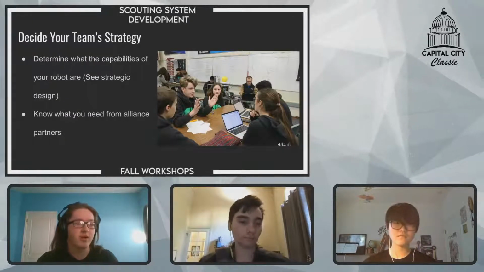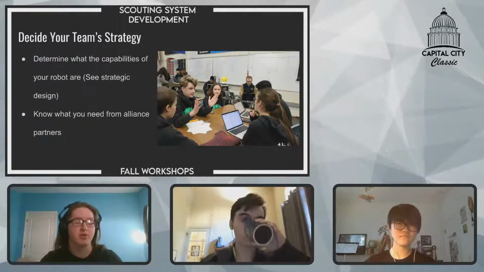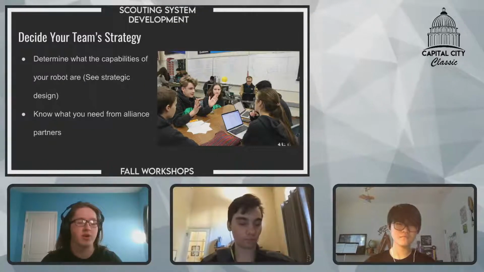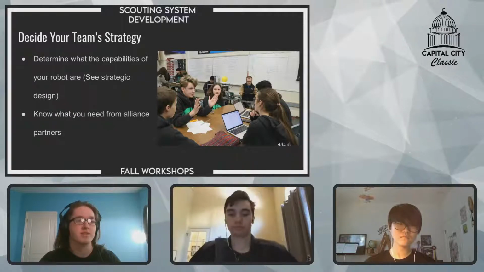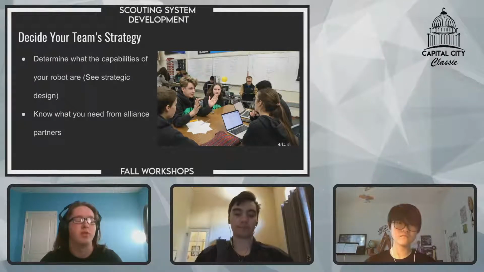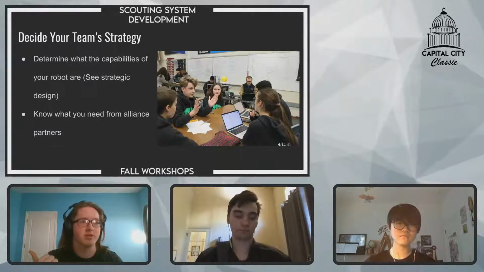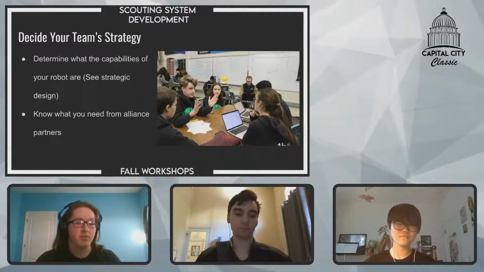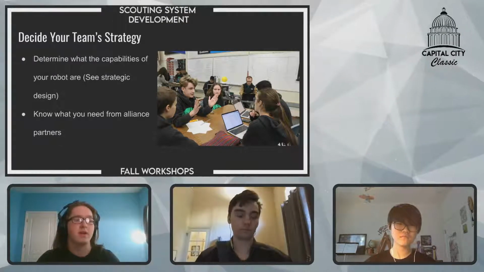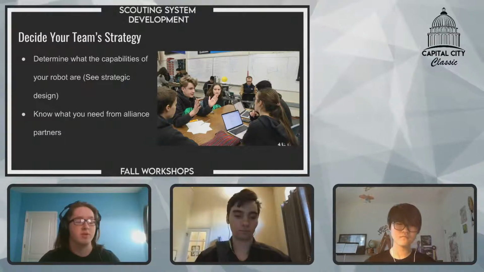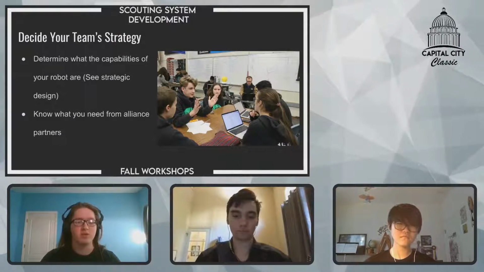So after you decide with your team what the most effective methods of scoring and descoring are, it's important to look at your capabilities as a team and decide what your robot should be able to do for that season. See Mike's strategic design presentation, which I'm pretty sure is still later today. If you know that your robot is capable of one thing, it better helps you scout alliance members for what you need in an alliance later on. And we'll talk about that in a bit as well.